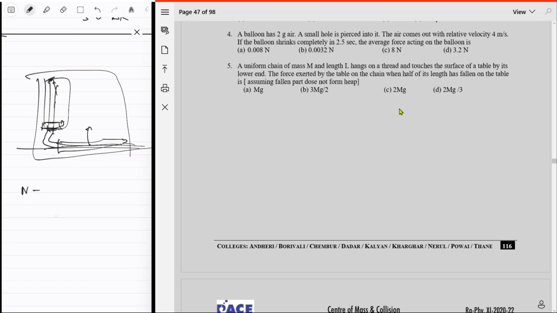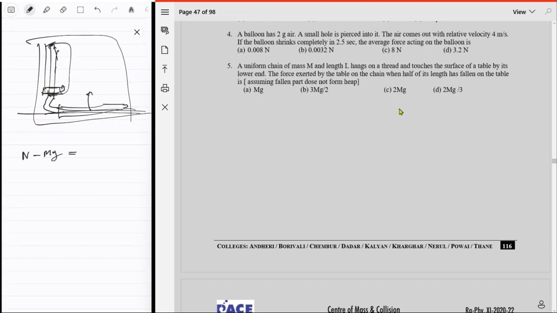And we'll think about where the momentum is changing. So N minus mg, that's equal to... First of all, here's what I talked about, that this dm is just losing its velocity. This velocity is negative, right? So it loses a negative velocity, it's like positive, right? It gains velocity in this direction, if you want.